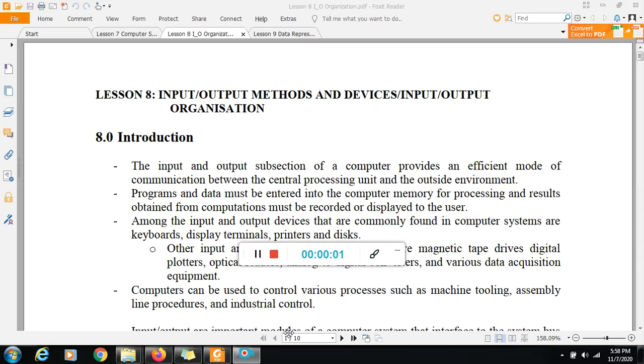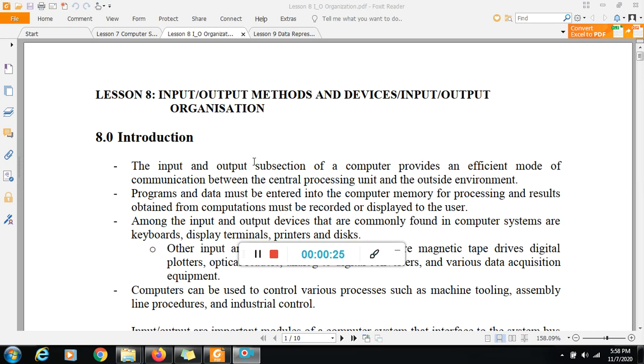So good afternoon. In today's lesson, we are going to be looking at input-output methods and devices used for input-output, and the organization of the input-output within the computer. In our previous lesson, we learned about computer software. That was in March, because it is something we had covered before, and therefore I just perused over it.